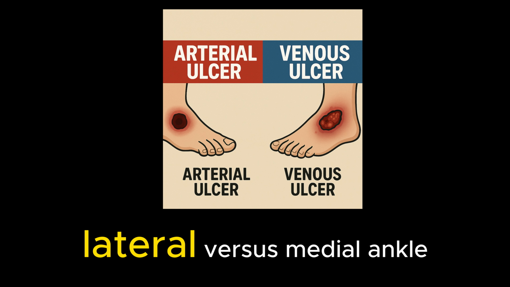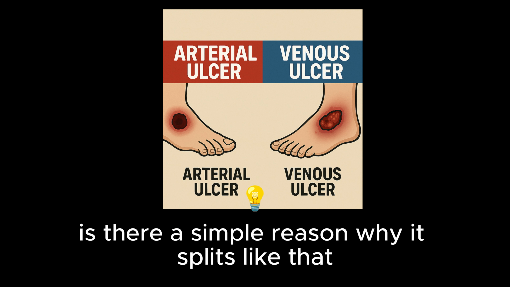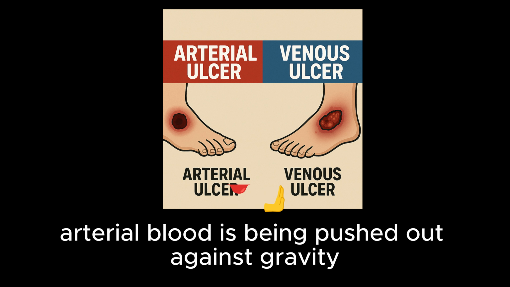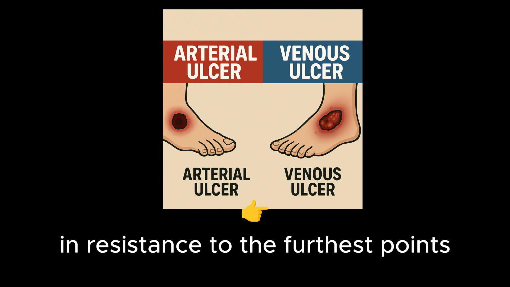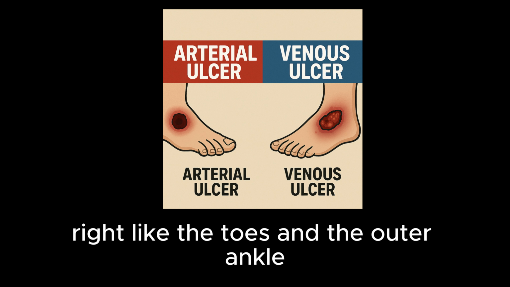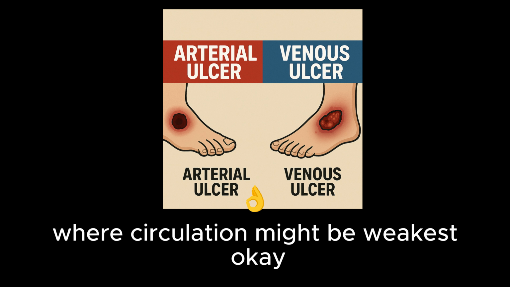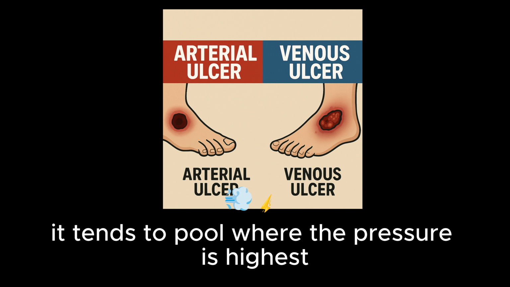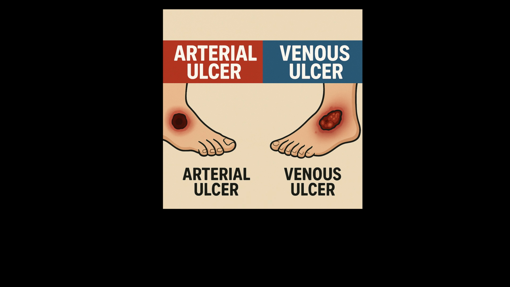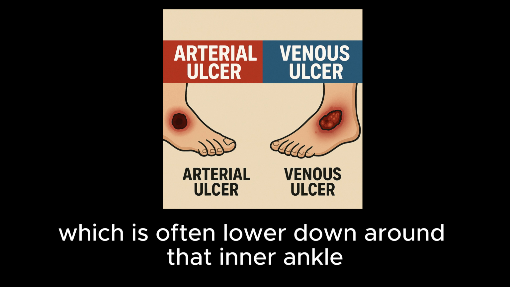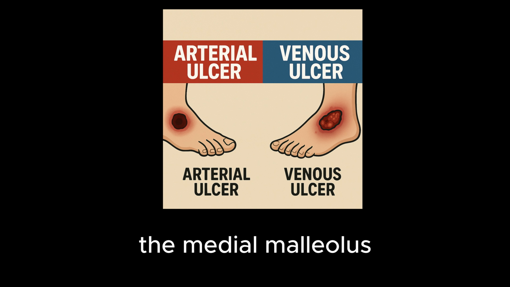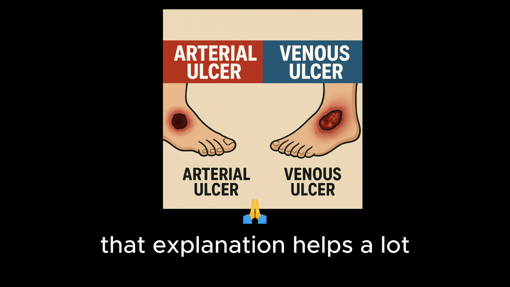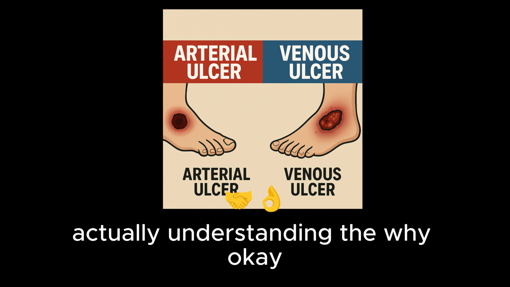Lateral versus medial ankle. Is there a simple reason why it splits like that? Well, it makes sense if you think about the pressures. Arterial blood is being pushed out against gravity and resistance to the furthest points, like the toes and the outer ankle, where circulation might be weakest. Venous blood, though, is trying to get back up against gravity. It tends to pool where the pressure is highest in that faulty system, which is often lower down, around the inner ankle, the medial malleolus. It's like the lowest point in the drainage basin almost. That explanation helps a lot, understanding the why.